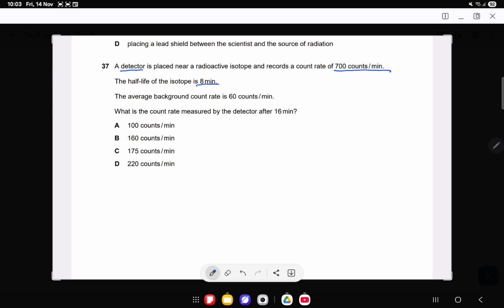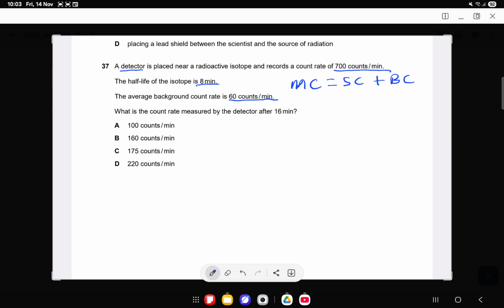The average background count rate is 60 counts per minute. Before you understand this question, you must first understand this relation. I will call it the measured count rate, which is MC. That is what the detector is measuring, and it should be equal to the sample's count rate plus the background count rate. Very important.